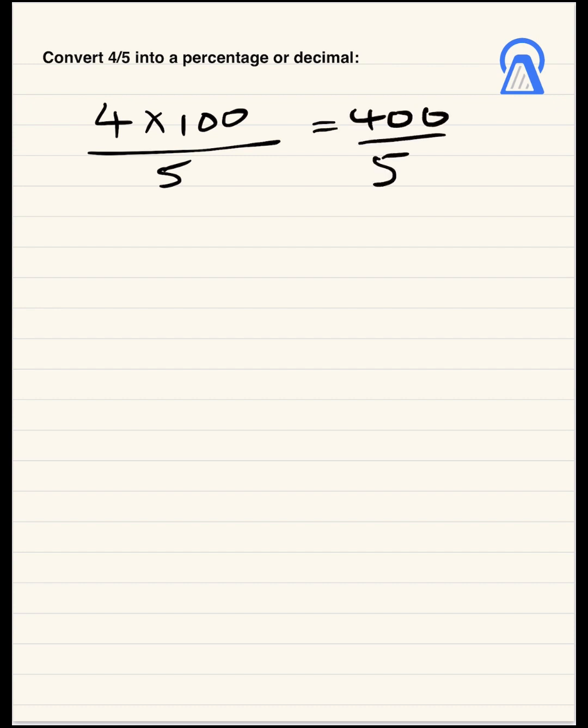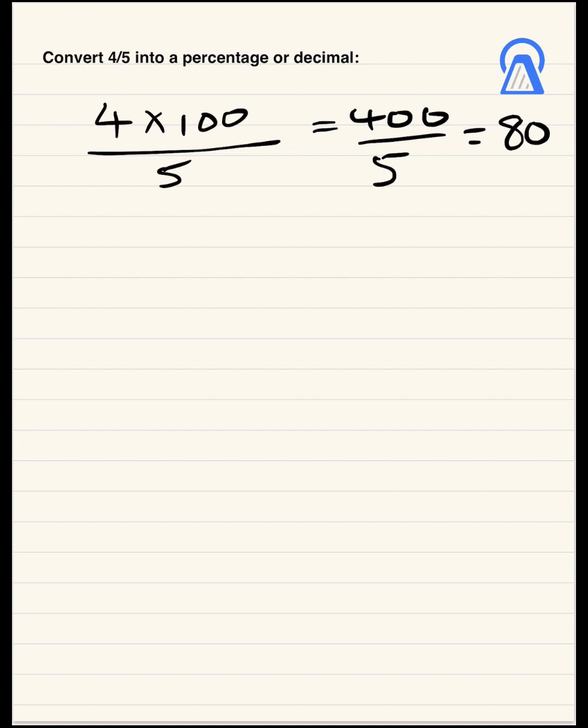First is to convert 4/5 into a percentage or a decimal. There are a couple of different ways that we can do this. So let's go through the two examples. We could do 4, which is your numerator, the top number is the numerator, and we could times that by 100, and then we could divide the answer by 5. So that would give us 400 divided by 5 would be 80.